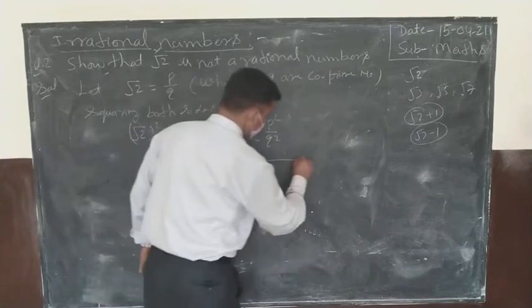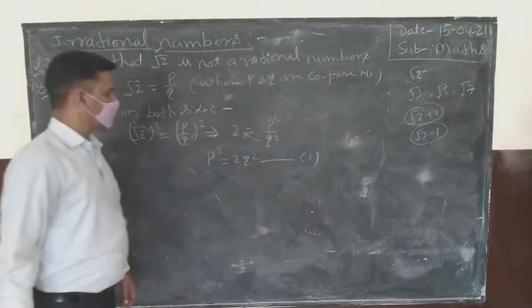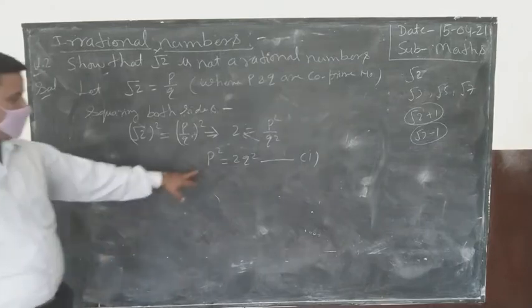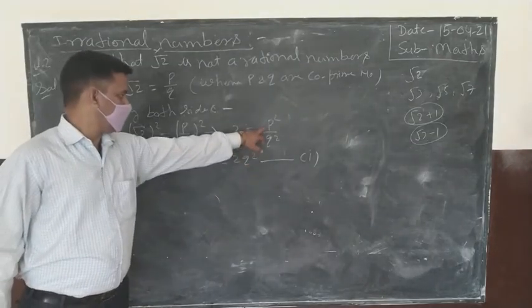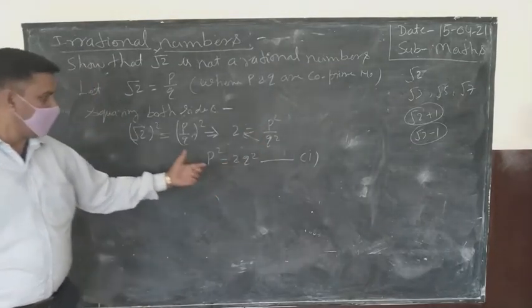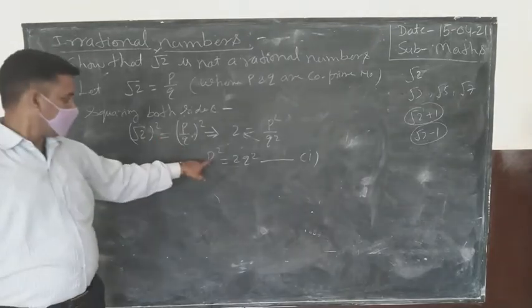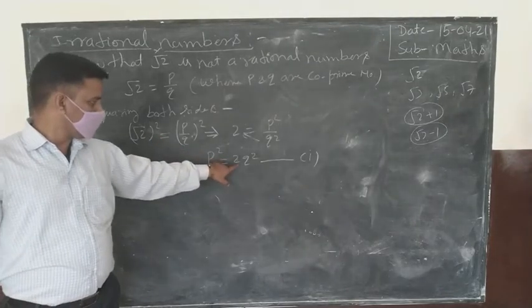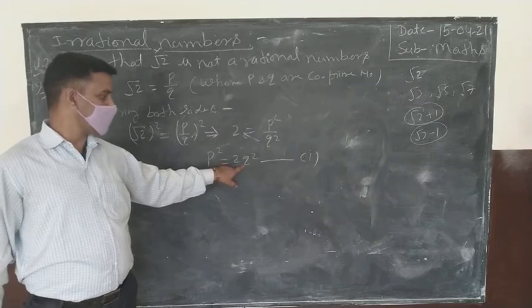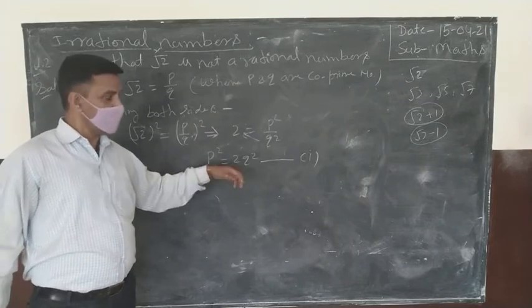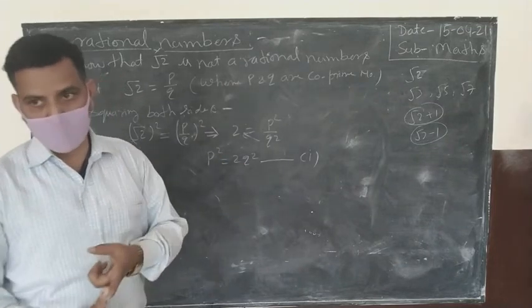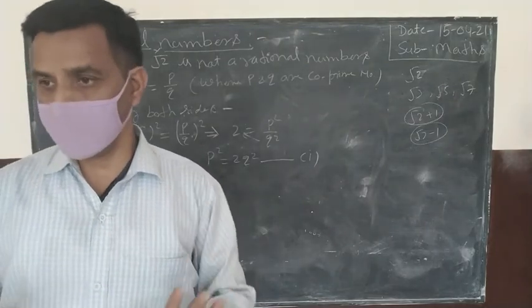This one is the equation first: P square equal to 2Q square. So now you look at this. The value of P square equals 2Q square, which is an even number. Every number when you multiply by 2, the result always comes in even numbers.